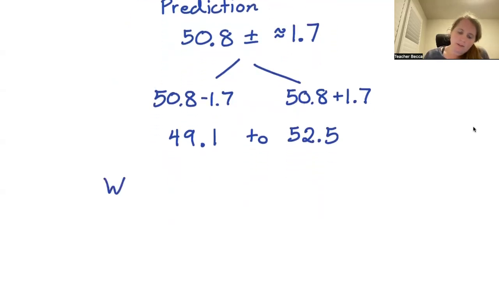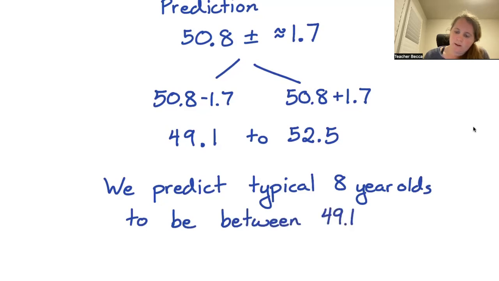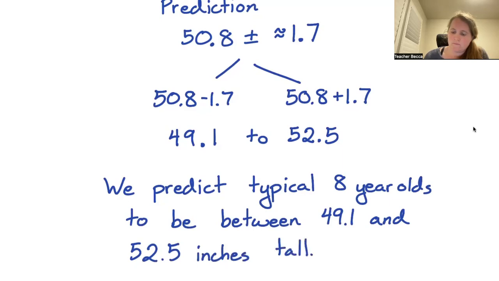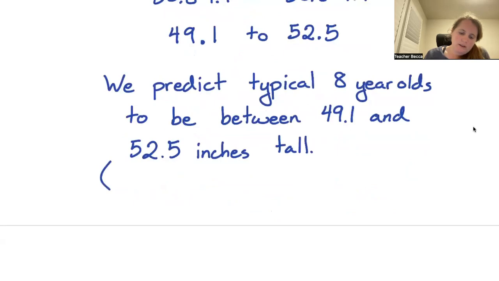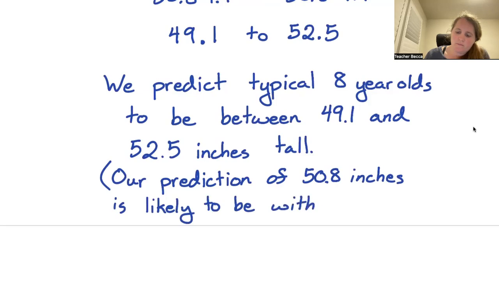So what we get here is we predict typical 8-year-olds to be between 49.1 and 52.5 inches tall. Or in other words, our prediction of 50.8 inches is likely to be within 1.7 inches of the child's height.